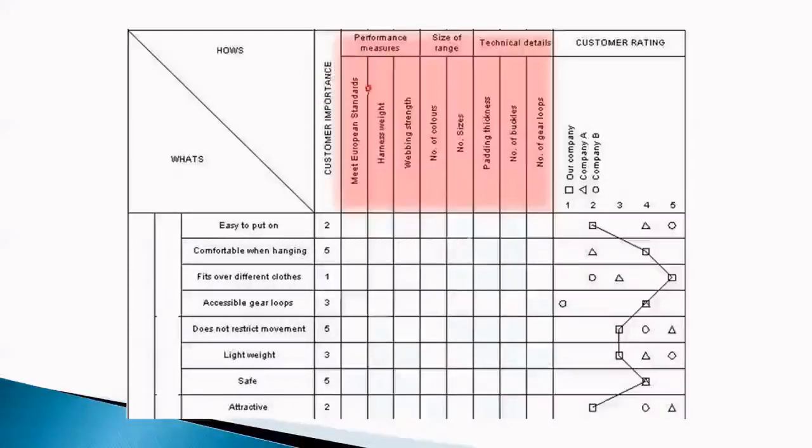Right now, you can see that it has been divided into performance measures, size of range and technical details. It gives a better understanding. They have recognized 3 attributes under the performance measures, 2 attributes under the size of the range, and 3 attributes under the technical details. Those are the following attributes under performance measures. Likewise, you can explain it, right? Then we can go and see the next step.